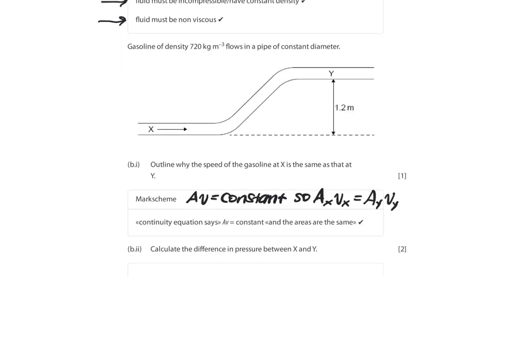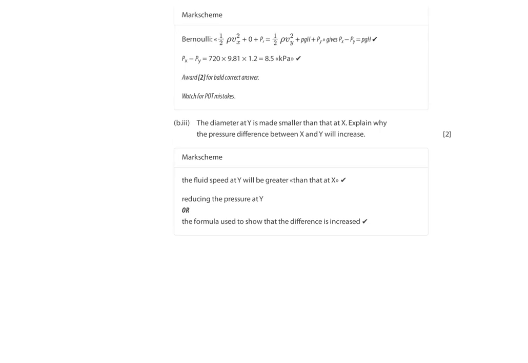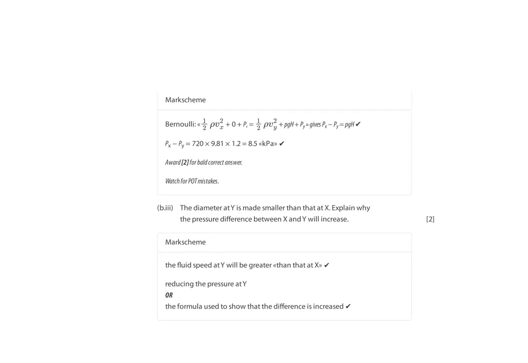And then BII, what's the difference in pressure between X and Y? And even though the velocities are the same for X and Y, you're like, oh, the velocities are the same, the pressure is going to be the same. No, it's not. There's an elevation change, and that's part of the Bernoulli expression. So let's remember, and I'm going to move this over to where the mark scheme actually is, which is over here.